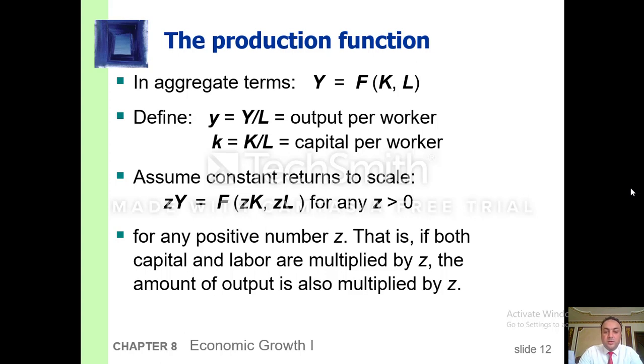If you remember the constant returns to scale. So we have here z for any positive number more than 0. So if we have zY, it will be the function of zK and zL for any positive number. This refers to that if both capital and labor are multiplied by z, the amount of output is also multiplied by z. And when the labor or capital increases by the amount of z or any positive number, the amount of the output, according to the constant returns to scale, will also be multiplied by z.